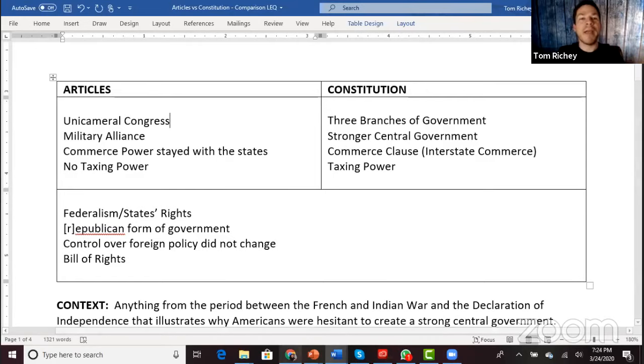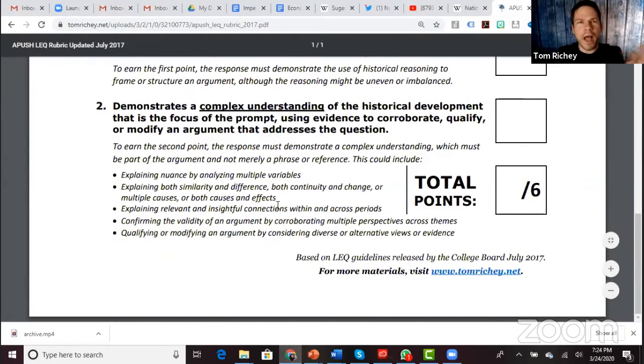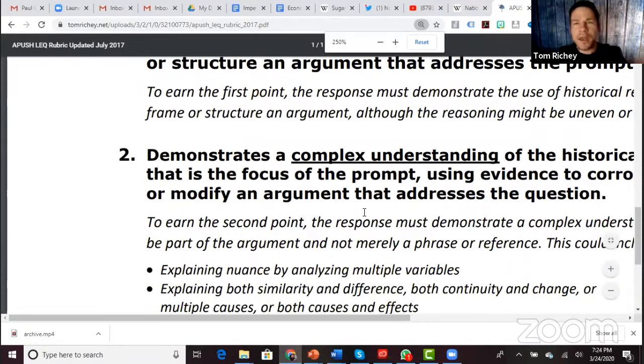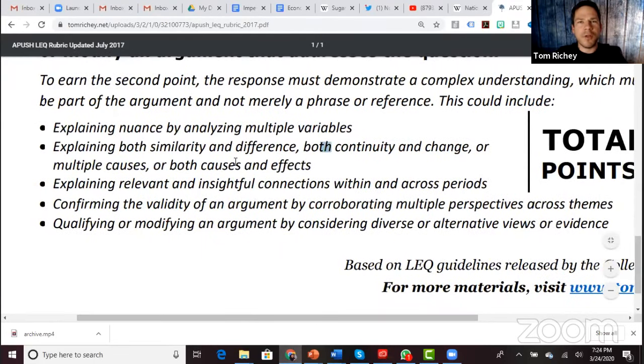Now, in a comparison LEQ, or in any LEQ, I look at this one here. My favorite way to get the complex understanding point in the LEQ is explaining both similarity and difference, both continuity and change, or multiple causes, or both causes and effects.